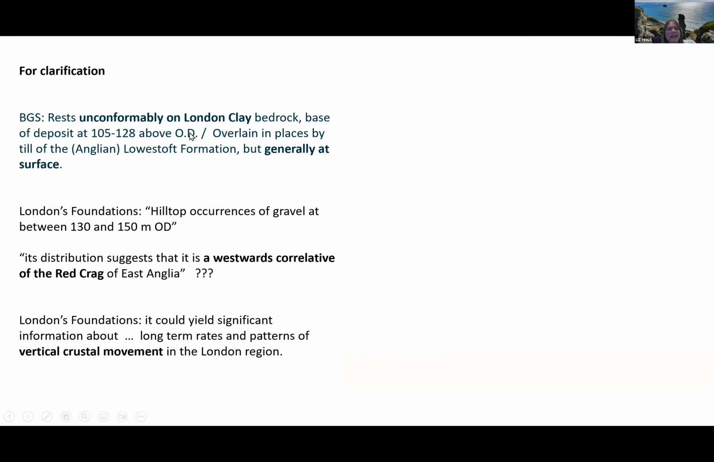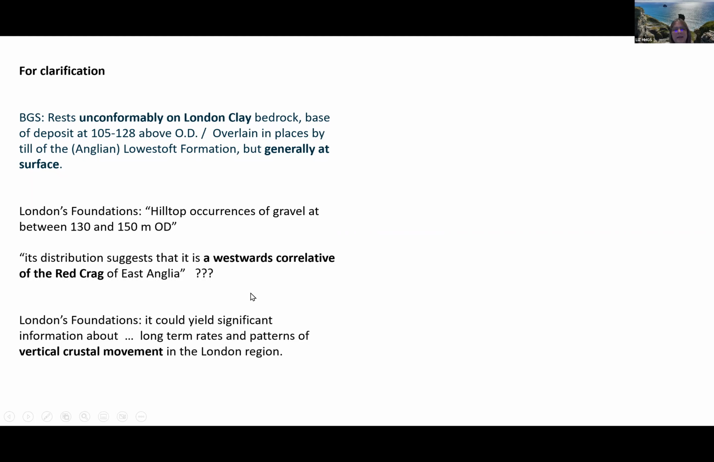First of all, the fact that there's an unconformity there, and that generally the Stanmore Gravel is at the surface, even though, well, okay. I'm just struggling to put the picture together in my head. I don't know if anybody else in the meeting is feeling the same as me, a little bit confused about the distribution of the Stanmore Gravel.